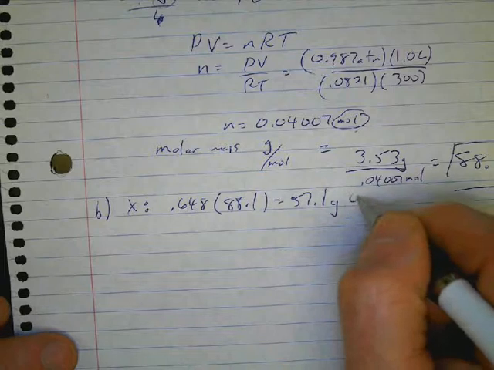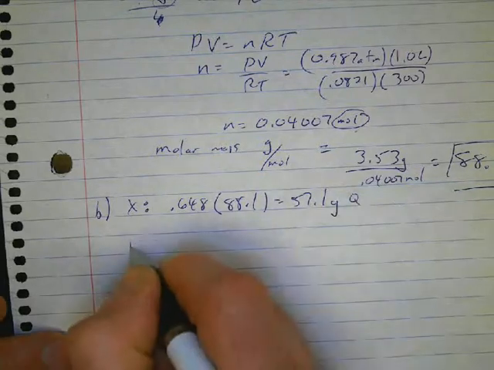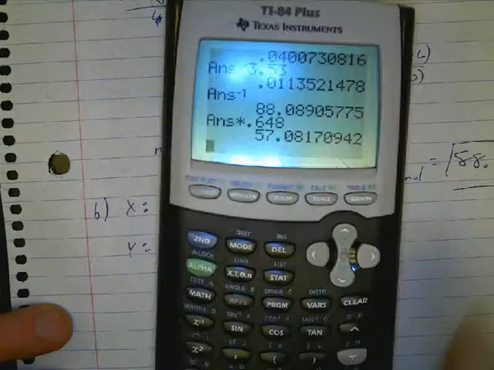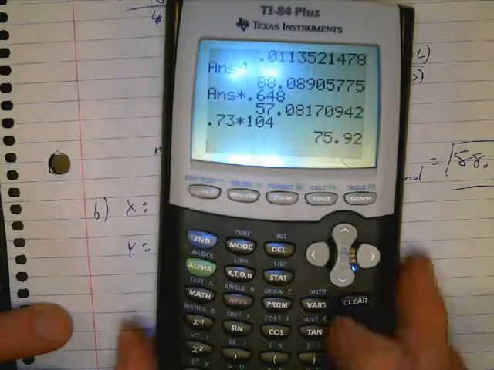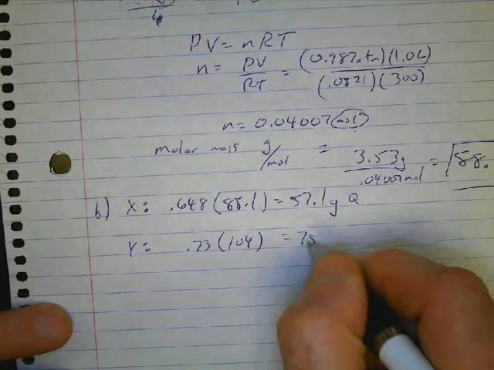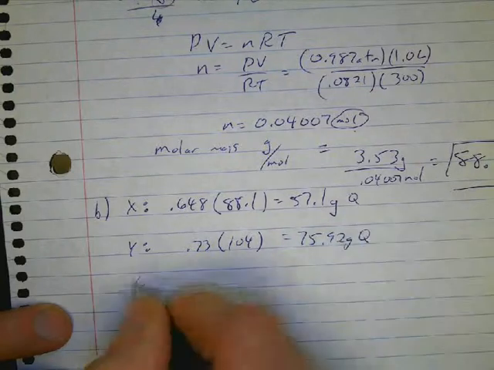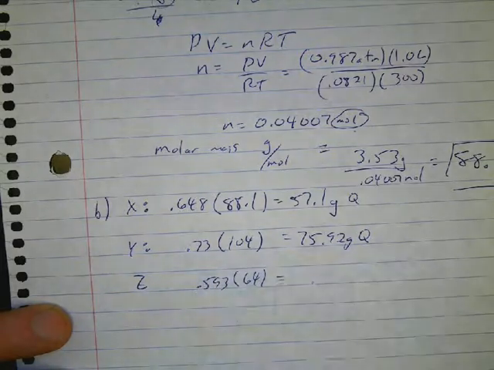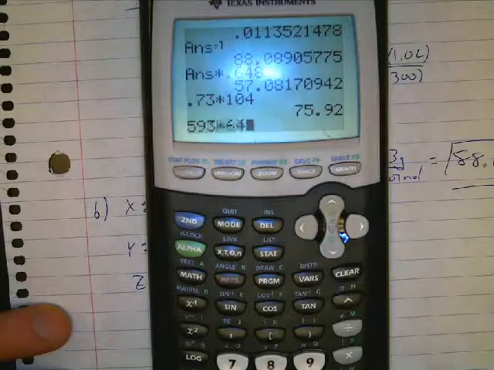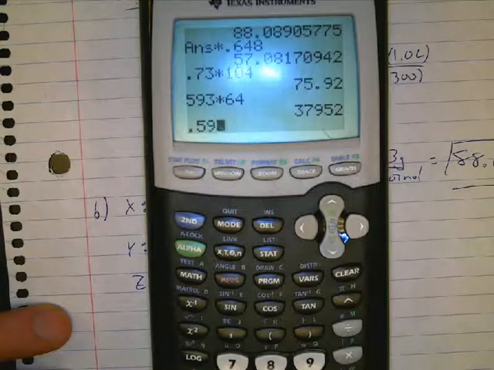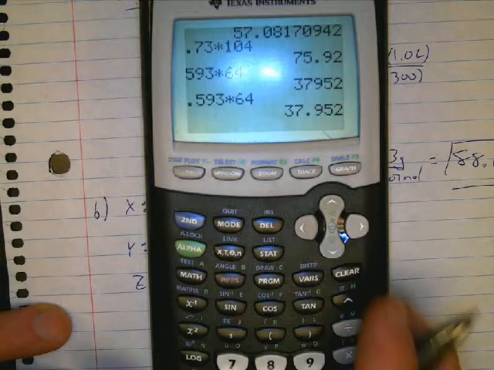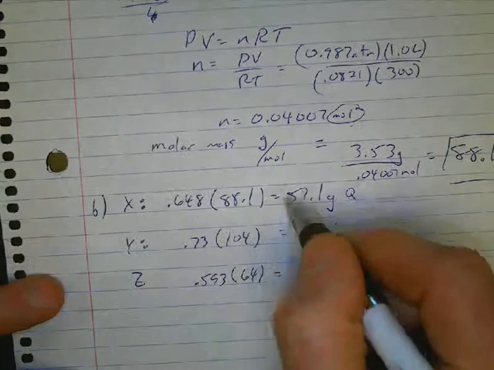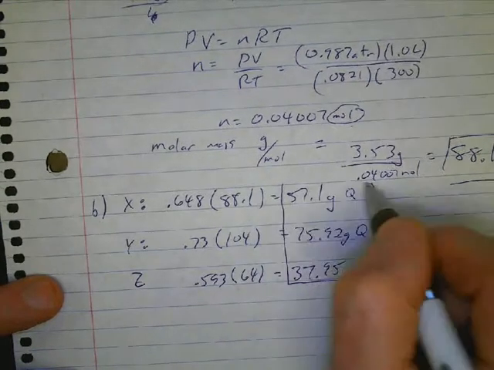Okay, for Y, it is 0.73 times 104, 75.92 grams of Q, and then Z, 0.593 times 64. All right, that's 37.95 grams of Q. Okay, I'm going to put boxes around those so that the reader knows that those are my answers, and there I am done with B.